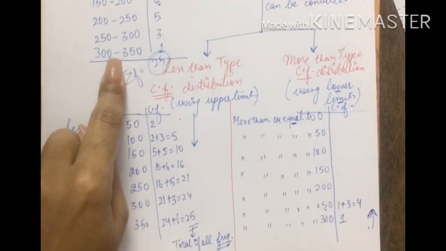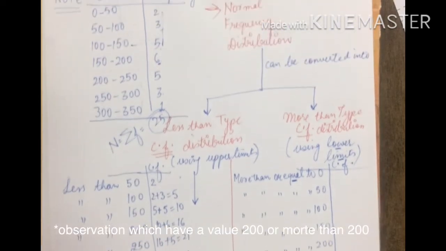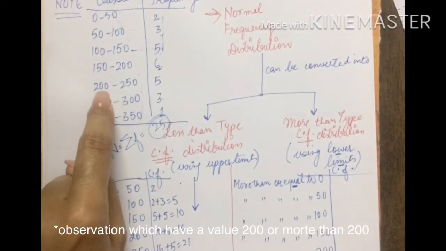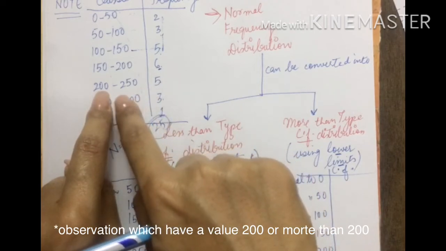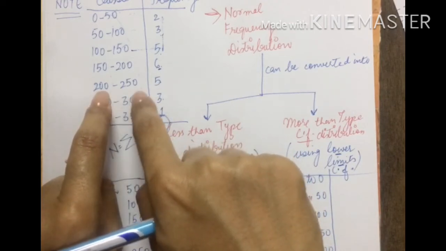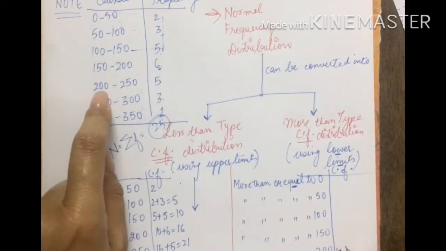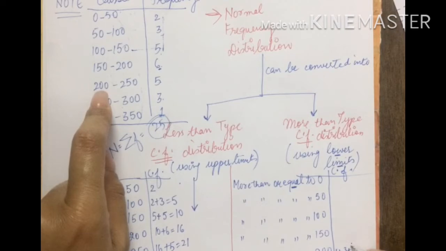Then the next thing we want to take is the number of observations which have a value 200 or more than 200. So the observations which have a value 200 will be here in this class, and the ones which have a value more than 200 will be here, here or here. So these 3 together, 1 plus 3 plus 5, this will be 9.